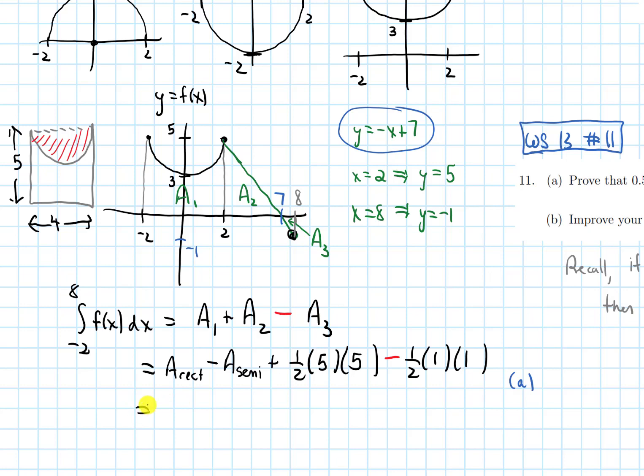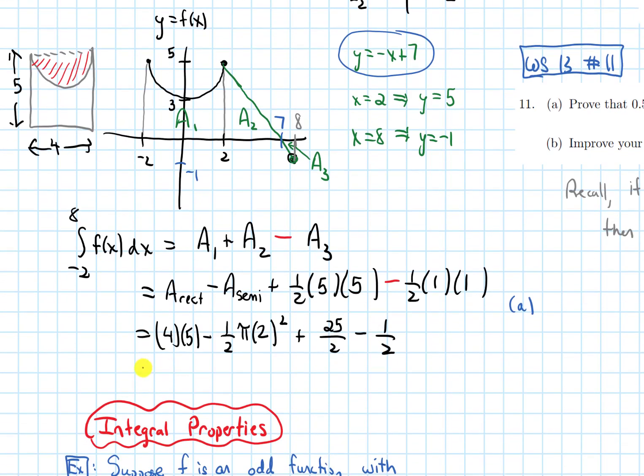Okay, so the rectangle area is 4 times 5. The semicircle is 1/2 pi r squared, and the radius of this semicircle is 2. Then we get plus 25 over 2 minus 1/2. If I simplify this, 4 times 5 becomes 20, and 25 halves minus 1/2 becomes 12. So 20 plus 12 is 32. And then 1/2 pi times 2 squared becomes 2 pi. So we get 32 minus 2 pi, and that is our answer.